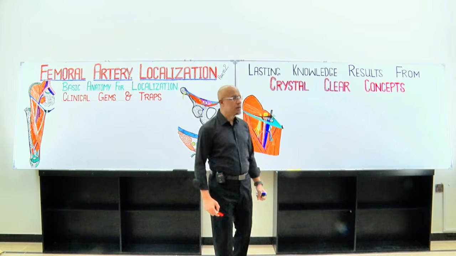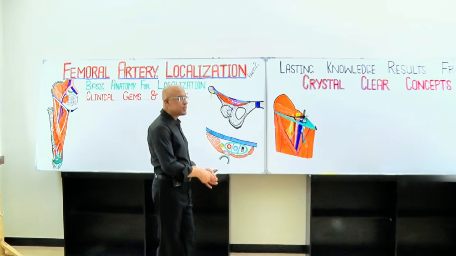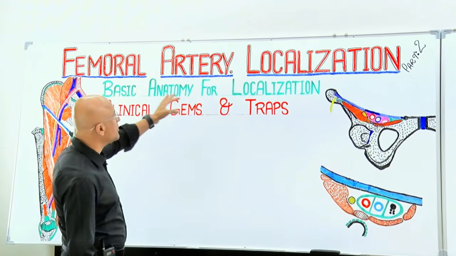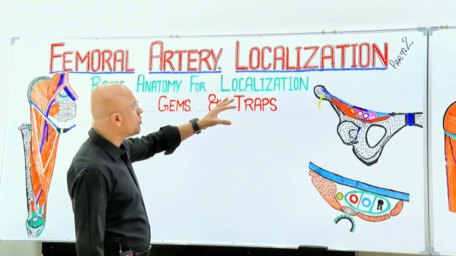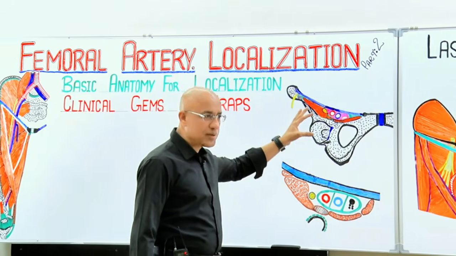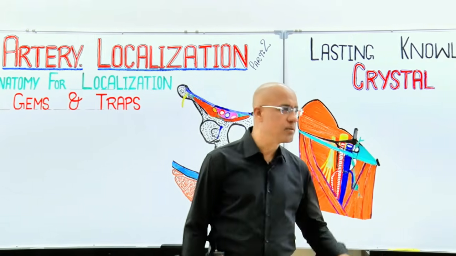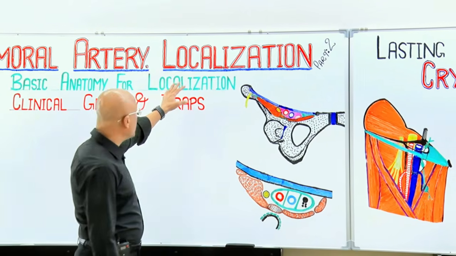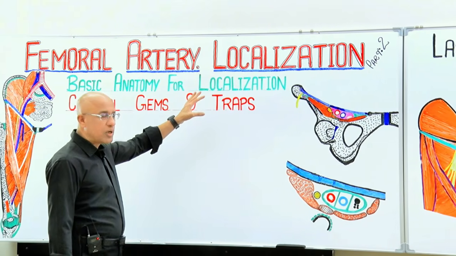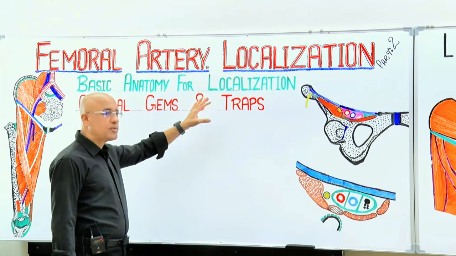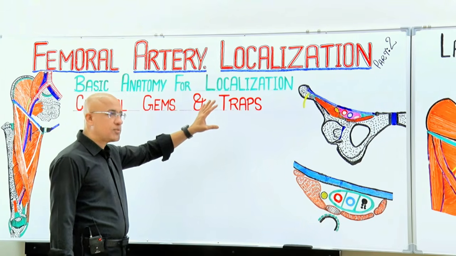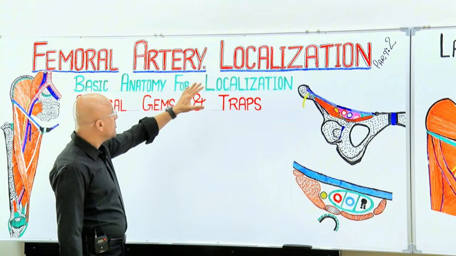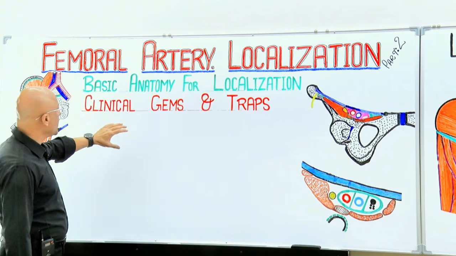Right, this is part 2 of the lecture. We were discussing in the previous lecture, in part 1, femoral artery localization and why it is so important, right? And in which procedures localization of the femoral artery is done. And we also discussed what are the surface anatomy landmarks to localize the femoral artery, the common femoral artery.